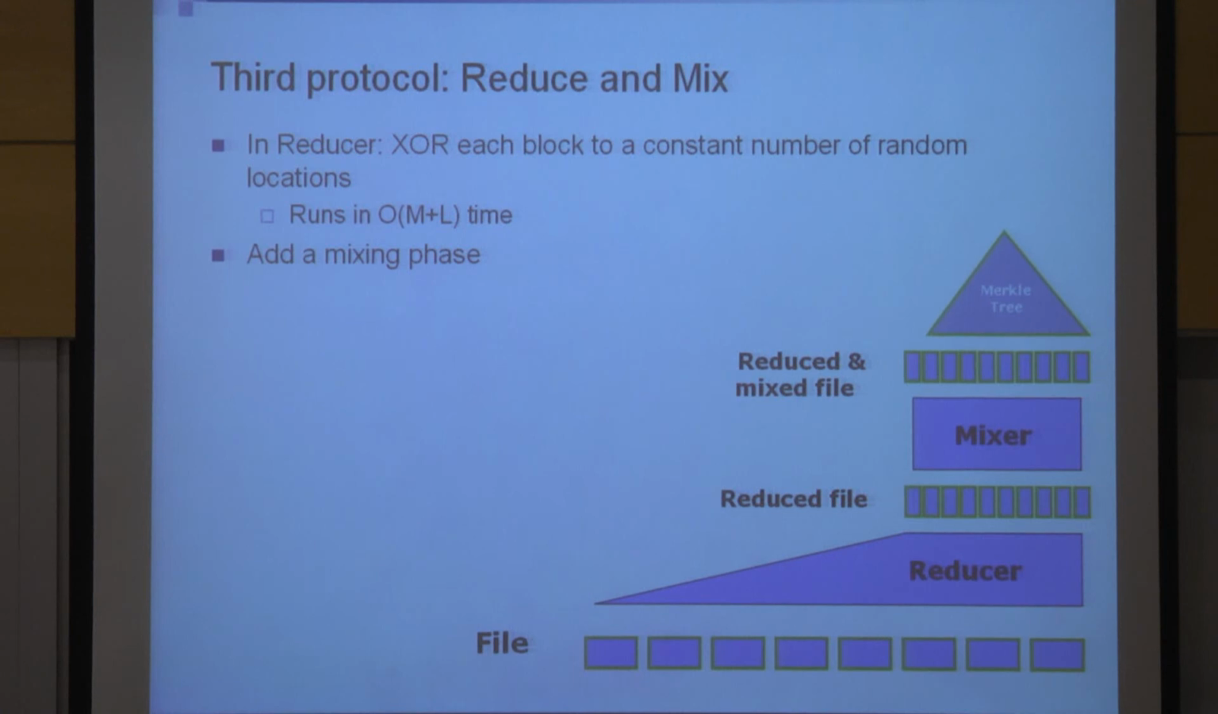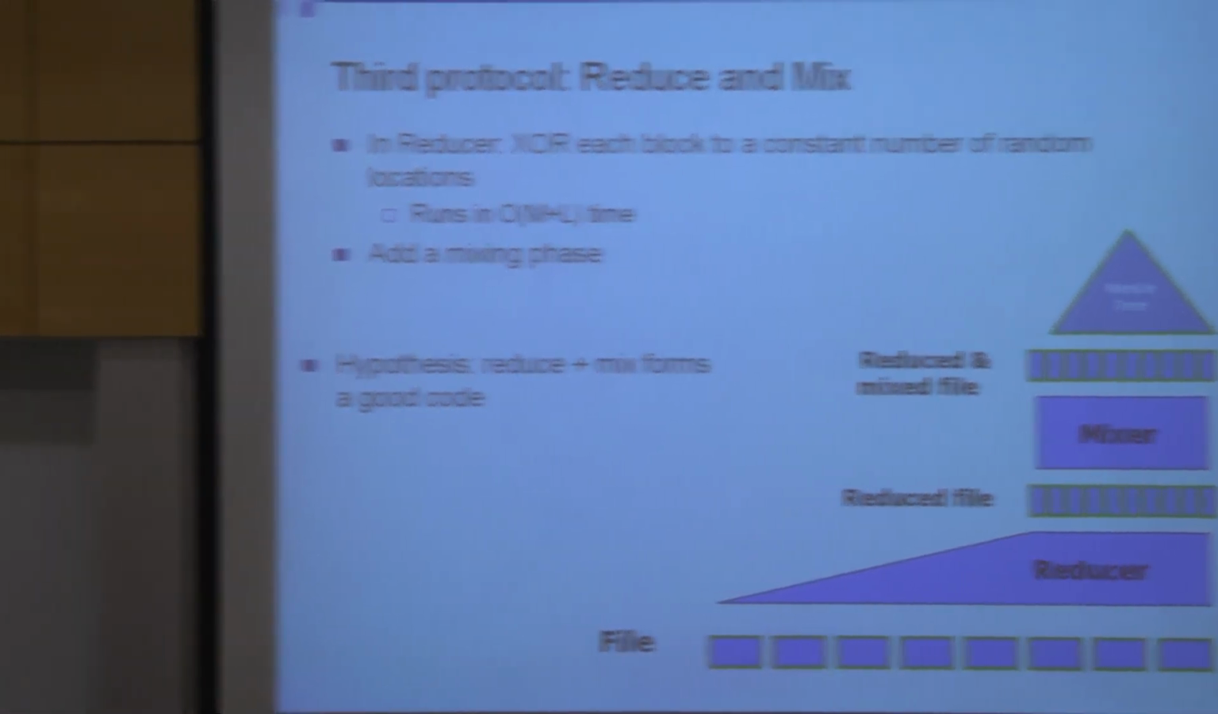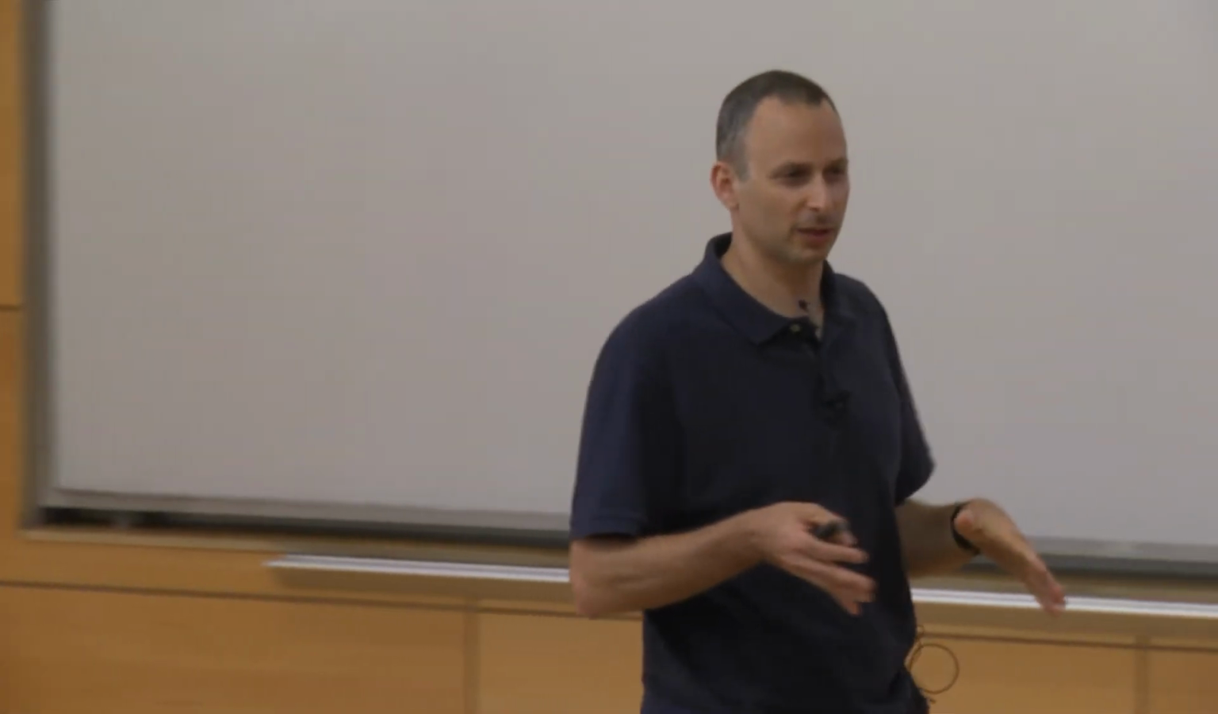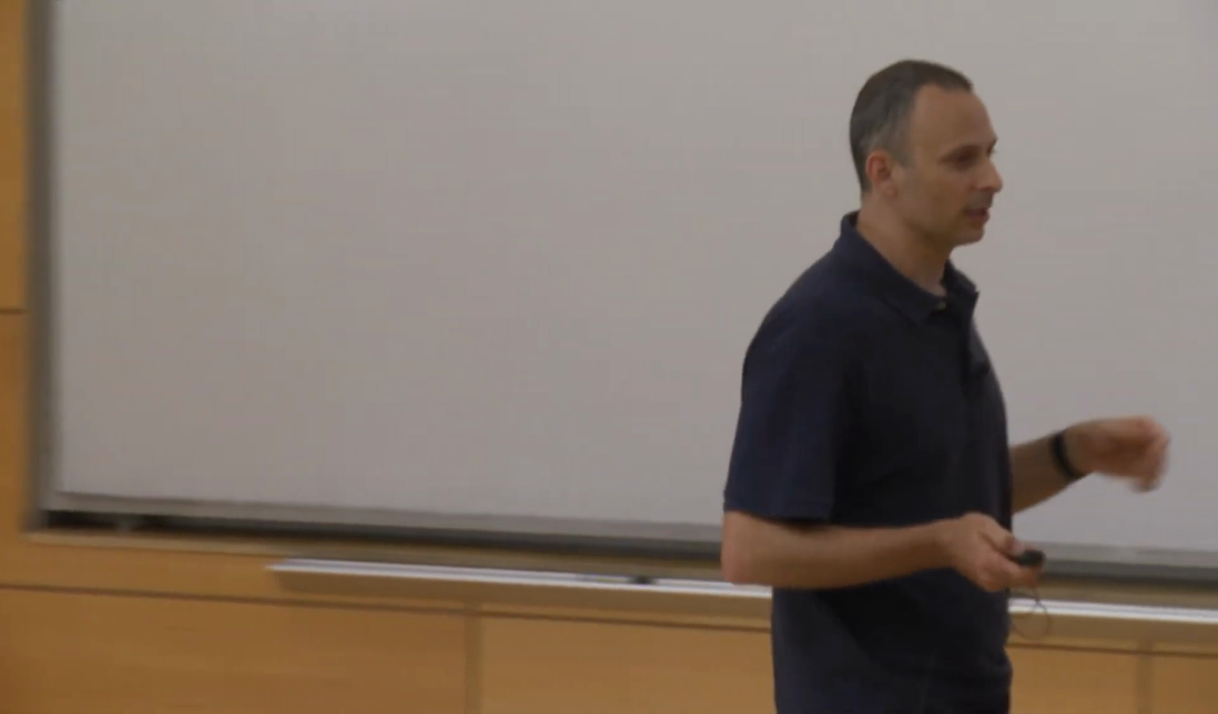We start doing this operation over and over again on the reduced files and mixing things up. We did some tests on how many mixes you actually need, and now you have a reduced and mixed file, and you run the Merkle tree on that. And now the hypothesis is that suppose this reduce and mix actually forms a good error correction, erasure code. And speaking to coding experts, this does look like a sound hypothesis. There's no proof to it, but it does look like a sound hypothesis.